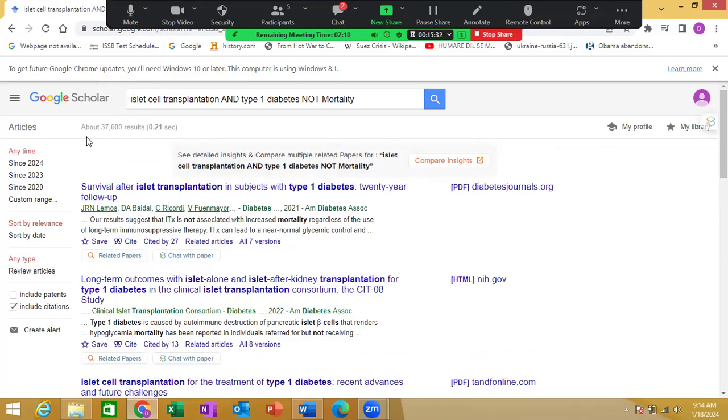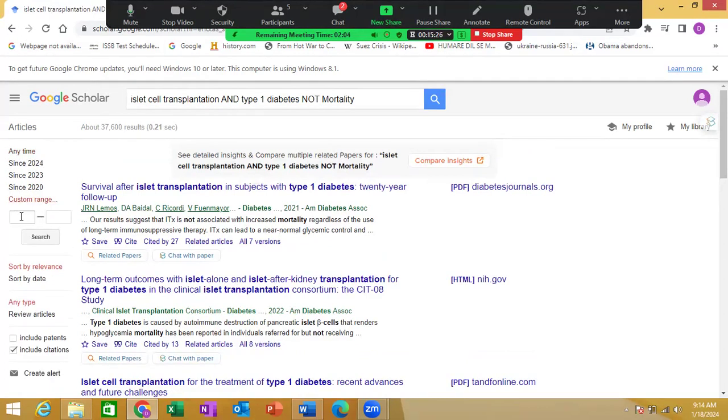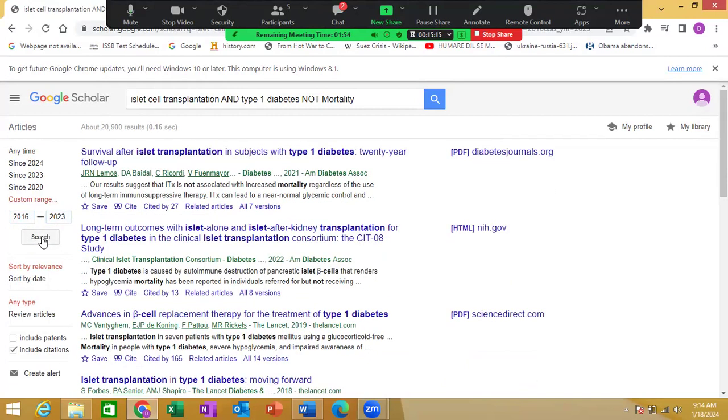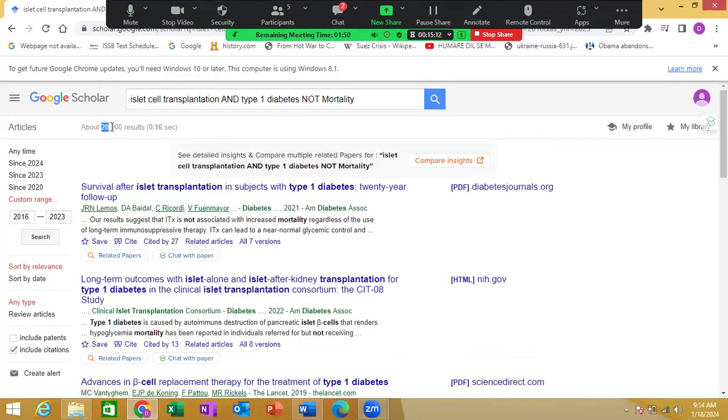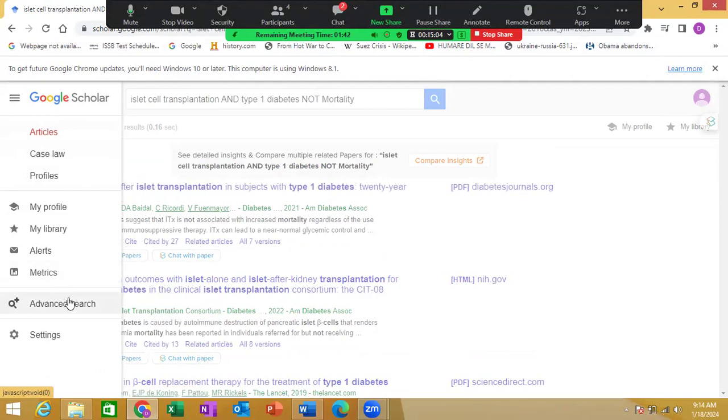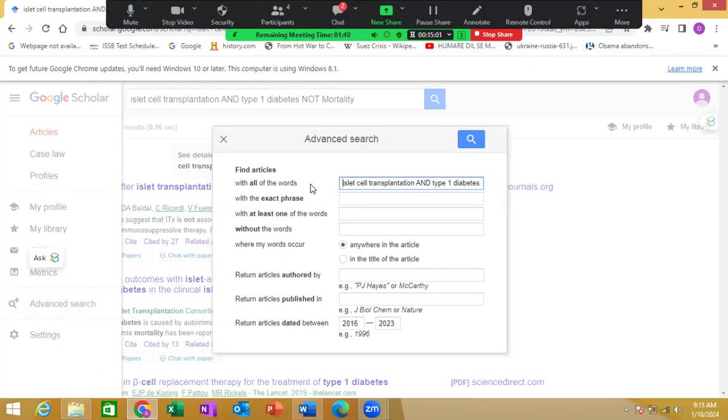But you can restrict it here, with a custom range, you can put your own time limit, 2016 to 2023. Okay, so from millions down to 20,000 results. Any type of article, review article, we are using any type. Further, you can go for this advanced search here, and it is giving you certain options, but I said it's not that specific.